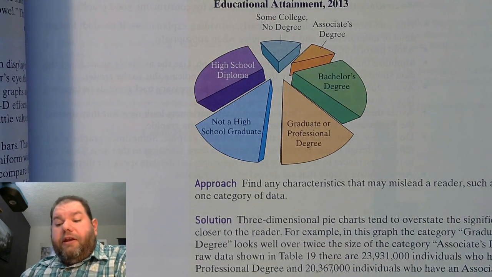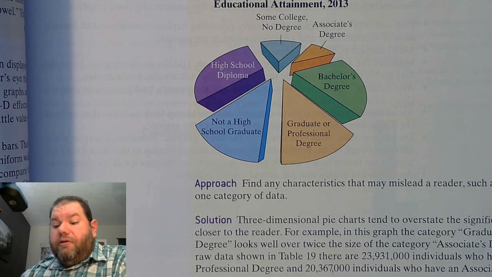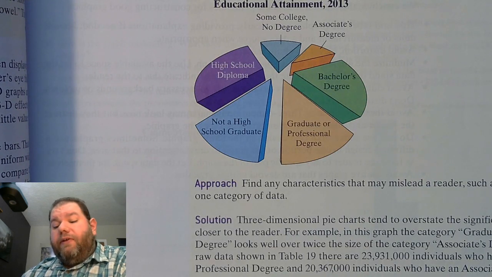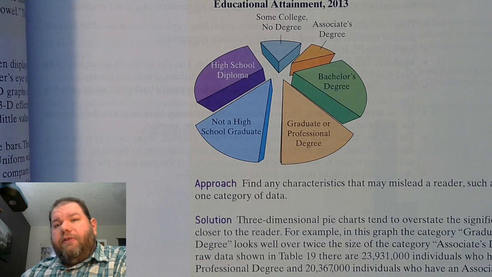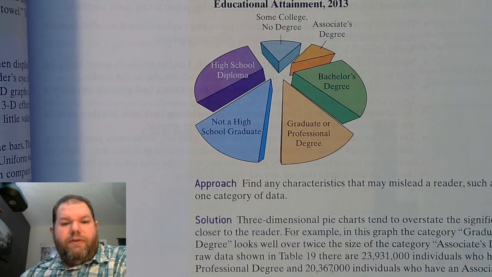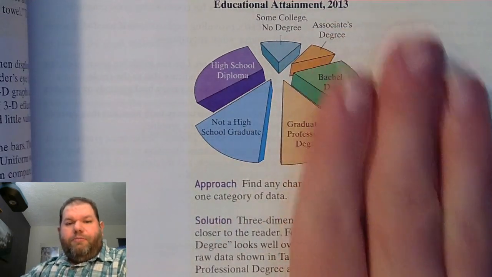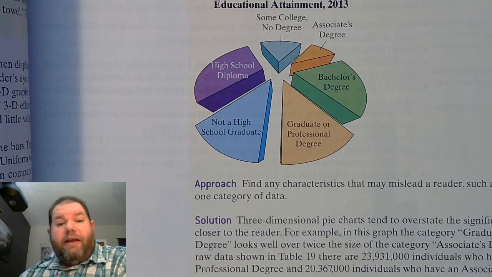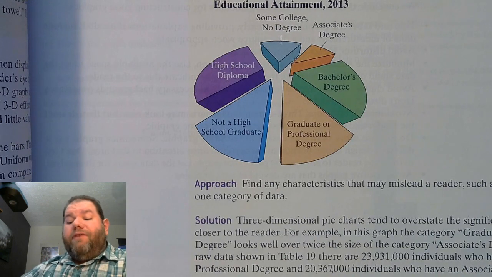This is a 3D pie chart. Whenever we look at 3D data, it tends to not be great for a lot of reasons. In this case, because we're representing 3D data from an angle on a 2D surface, being the book itself, it really has a lot of problems. And we look at this visually.